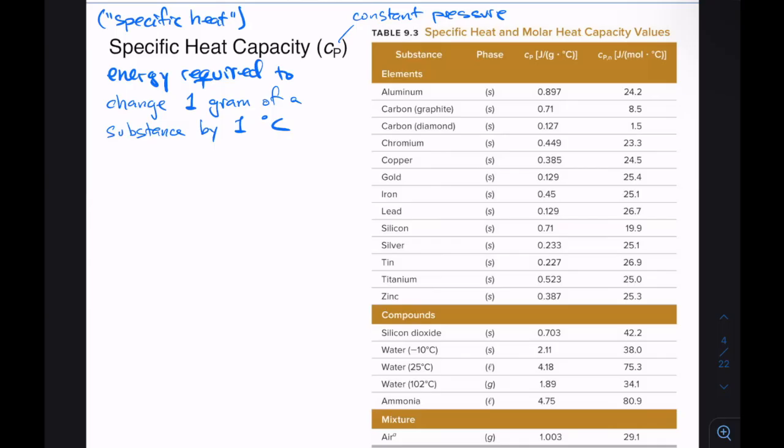Mathematically, let's look at the units of specific heat capacity. So I'm going to turn these words into units. It's the energy required, and energy is measured in joules. The energy required to change 1 gram of substance, so it's joules per gram, by 1 degree Celsius. So it's joules per gram degrees Celsius. So let me write that a little bit more carefully. That's a multiplication dot here, and this is degrees Celsius. So it's joules per gram degrees Celsius.